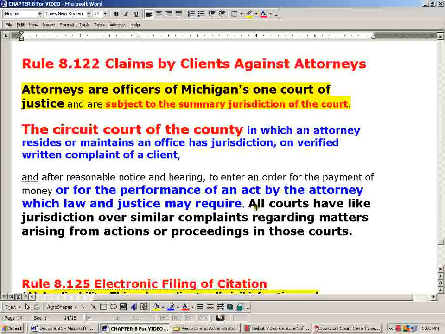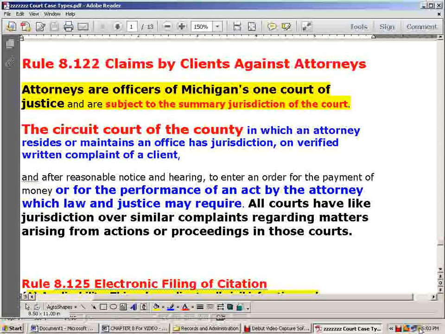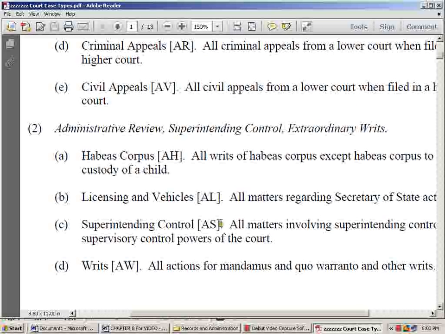representing your best interest. All courts have like jurisdiction over similar complaints regarding matters arising from actions or proceedings in those courts, such as suing in the name of a fictitious plaintiff, not having a sworn complaint, those type of things, right? So you take your complaint to the chief judge, verified, sworn to, with the correct case type on it. Got to put that on there.